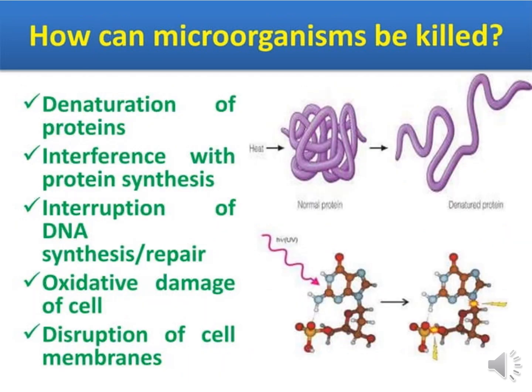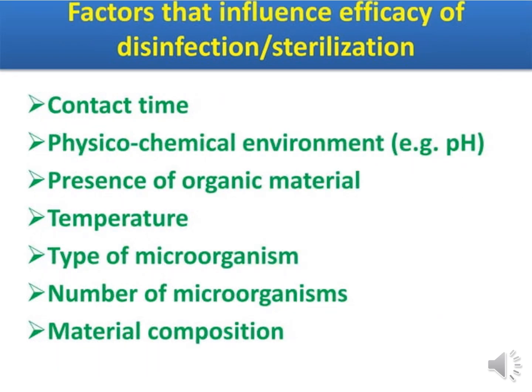So how can the organisms be killed? The organisms are killed either by denaturation of proteins or by interference with protein synthesis. We all know the transcription where the protein synthesis occurs. Any disruption in the pathway will cause the organisms to die, as will interruption of the DNA synthesis, oxidative damage to the cell, and disruption of the cell membranes. So these are the key points where the cells can be easily eradicated or the organisms can be killed.